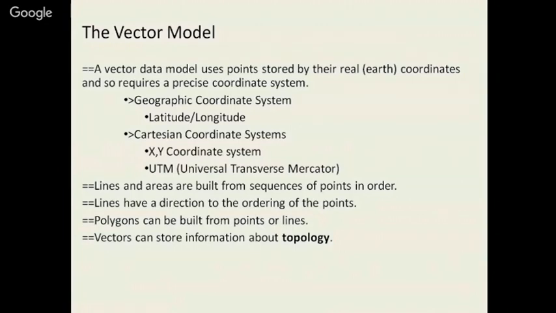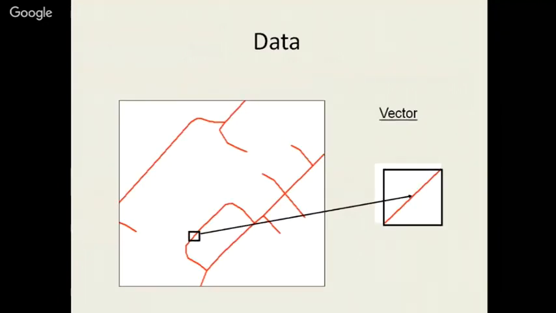Lines and areas are built from a sequence of points in order. Lines have direction given by the ordering of the points. Polygons can be built from points or lines. So vector data can store information about topology. Basically, vector data uses points or lines to represent reality.